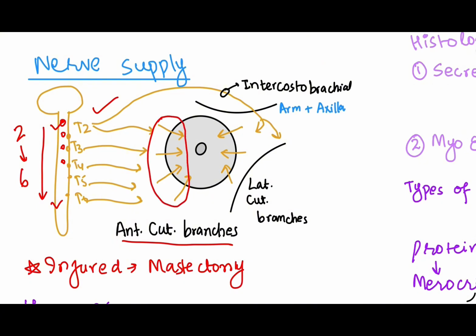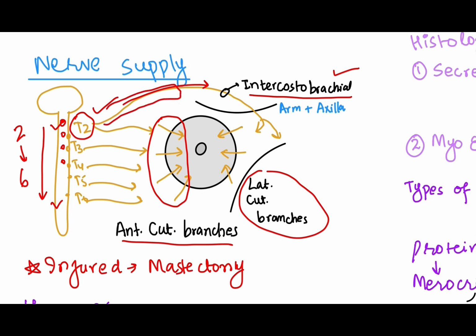Then the lateral cutaneous branches of the same spinal nerves give lateral branches to the lateral part of the breast. And then T2 gives another branch. That's called intercostobrachial, because it goes into the arm and it goes between the ribs. That's why it's called intercostobrachial, and it is going to supply the arm and the axilla, because we cannot leave these parts.